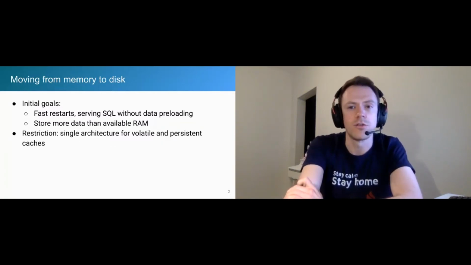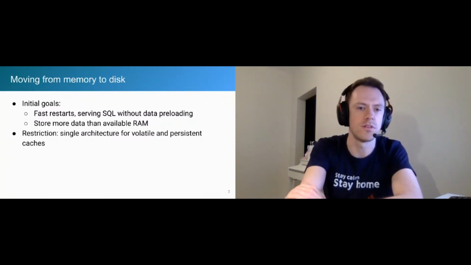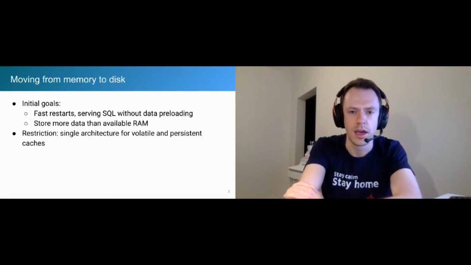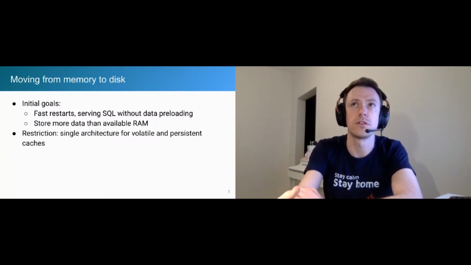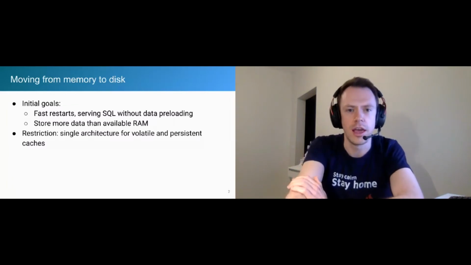Another technical restriction was that we wanted to have the same architecture for the in-memory and persistence layer storage. The reason behind that was keeping the code simpler, because otherwise we would have two different implementations of the storage engine, and this would complicate the code maintenance.